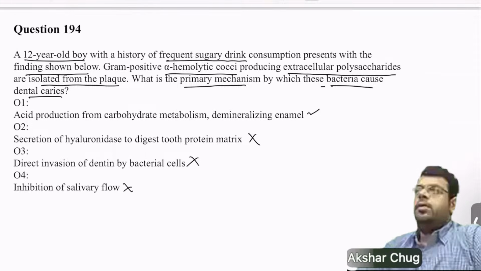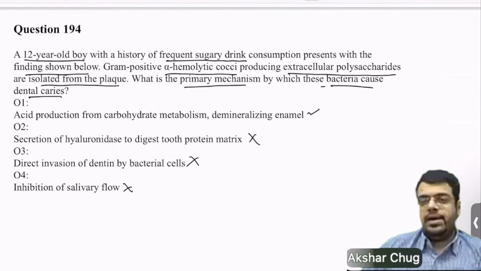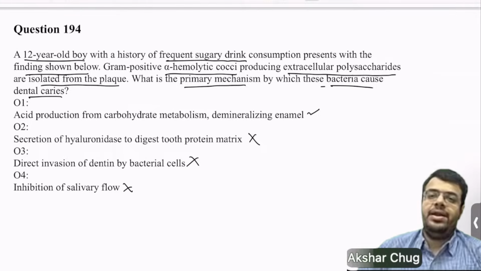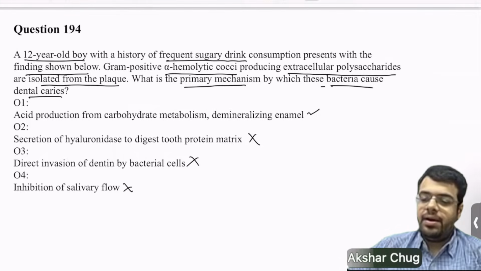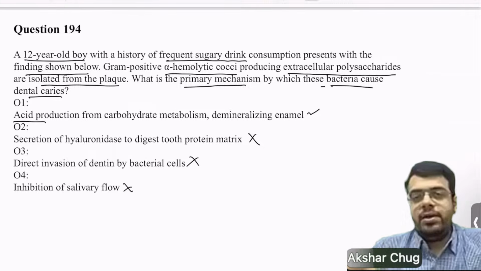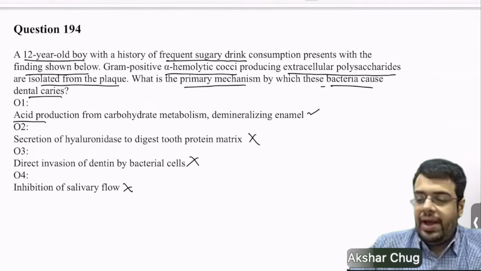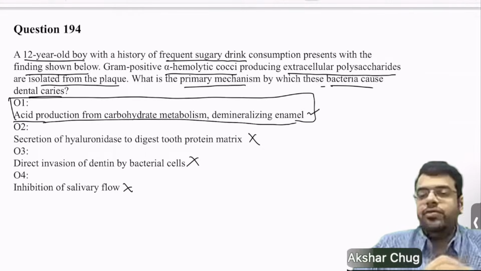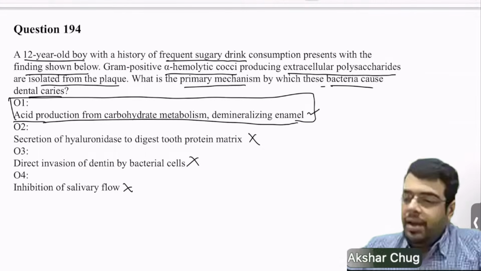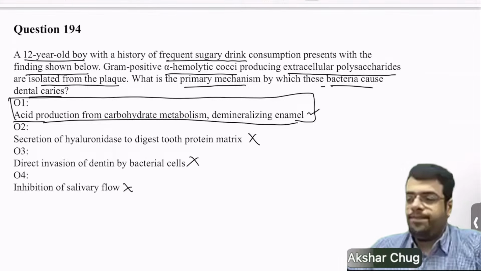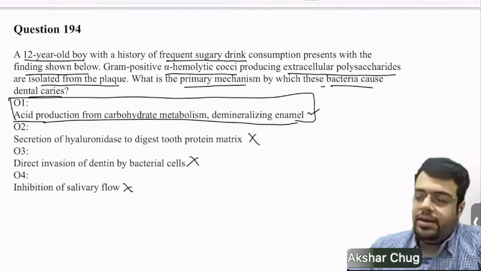Even if you have not read this in your medicine books, you might be seeing advertisements showing that sugary drinks can be metabolized by the oral flora and the oral microbiome and converted into acid, and that acid is responsible for demineralization of the enamel. And the organism mostly is Streptococcus mutans, which is involved in this pathology.